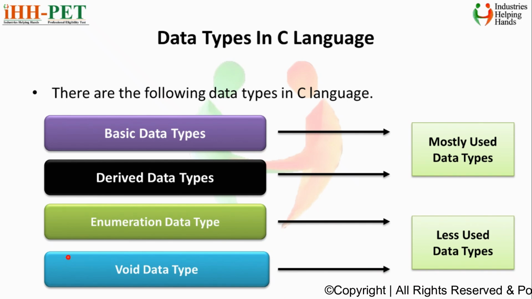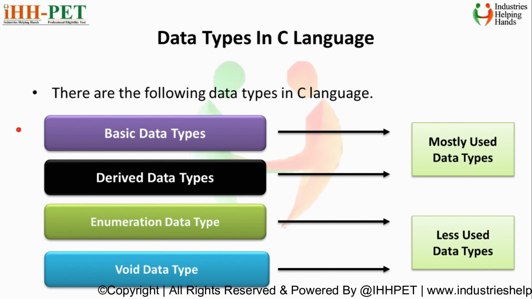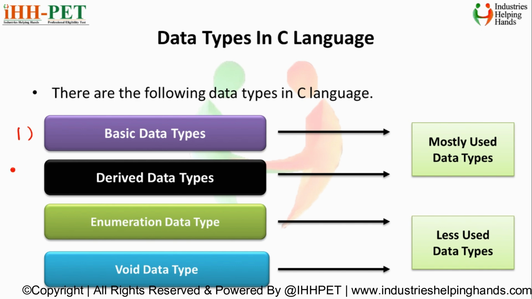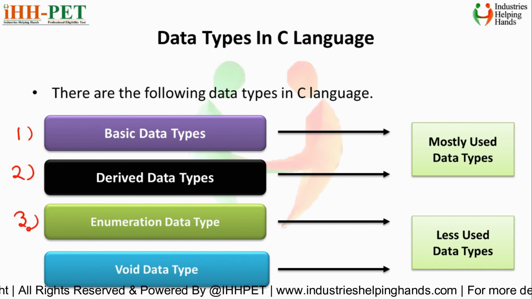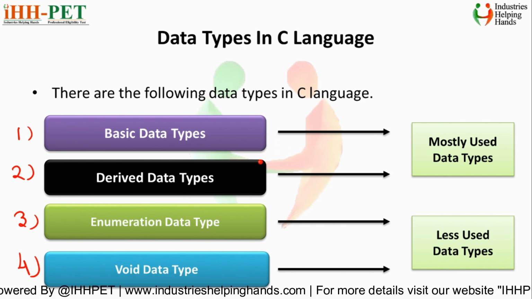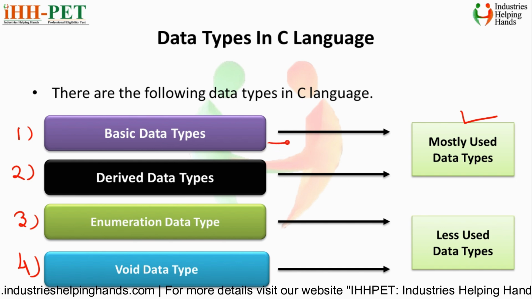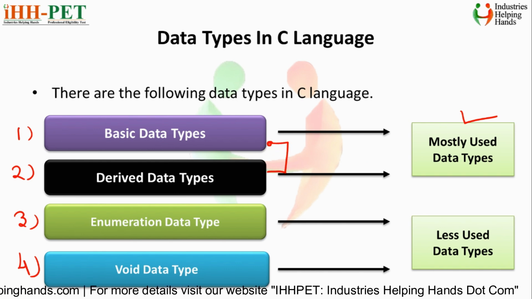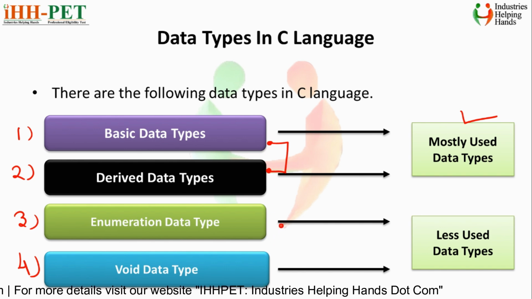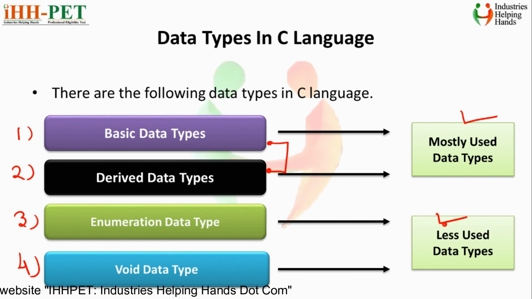There are the following data types in C. You can see four major data types here, and these are all the categories of data types: first basic data type, second derived data type, third enumeration data type, and fourth void data type. Basic data type and derived data type are commonly and mostly used in the C programming language, while enumeration data type and void data type are less used.